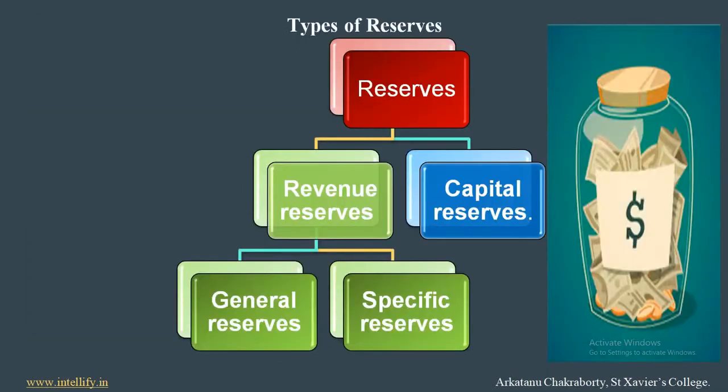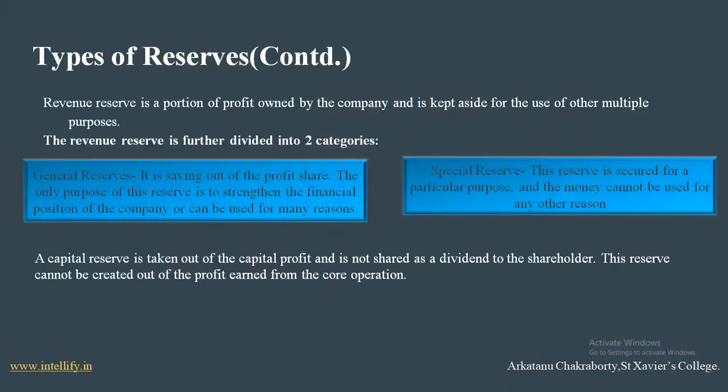Now, in this slide, I will explain types of reserves. Reserves are of two types: revenue reserves, capital reserves. Revenue reserves are again subdivided into two types: general reserves, specific reserves. Now, I will explain the types of reserves in detail. Revenue reserve is a proportion of profit owned by the company and is kept aside for the use of multiple purposes. A capital reserve is taken out of capital profit and is not shared as a dividend to the shareholders. This reserve cannot be created out of the profit earned from the core operation.